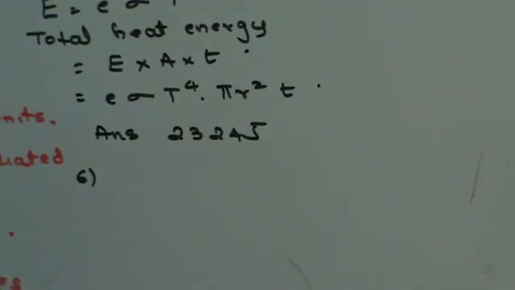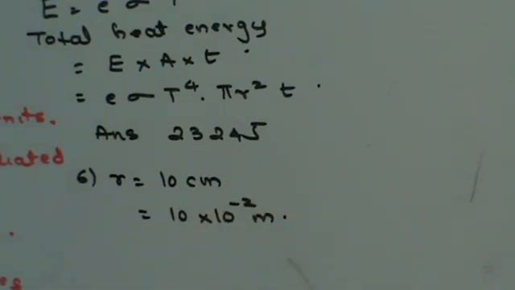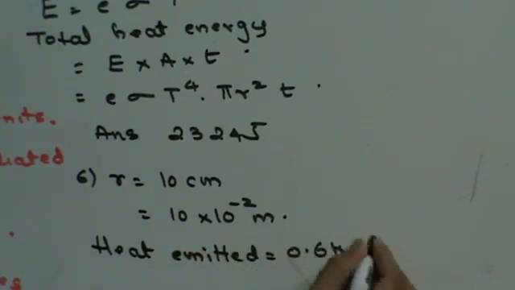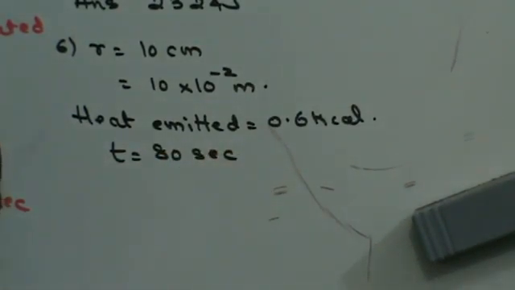A metal sphere of radius 10 centimeters emits 0.6 kilocalories in 80 seconds. Find the emissive power of the surface.